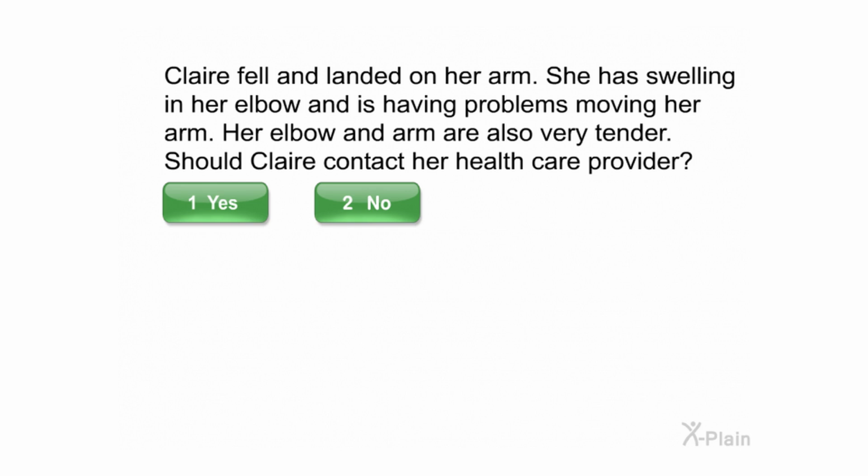Claire fell and landed on her arm. She has swelling in her elbow and is having problems moving her arm. Her elbow and arm are also very tender. Should Claire contact her healthcare provider? Select yes or no.